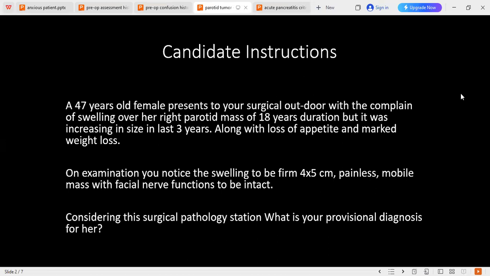Okay. So if you have read and understood, considering this surgical pathology station, please tell me what is the provisional diagnosis you'll think about for this patient? My provisional diagnosis is pleomorphic adenoma. Okay. Please tell me, how would you confirm your diagnosis?